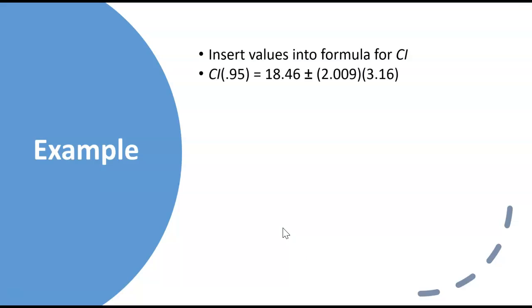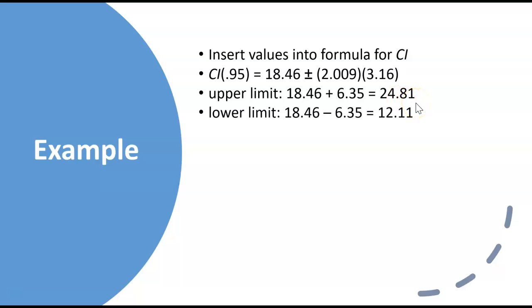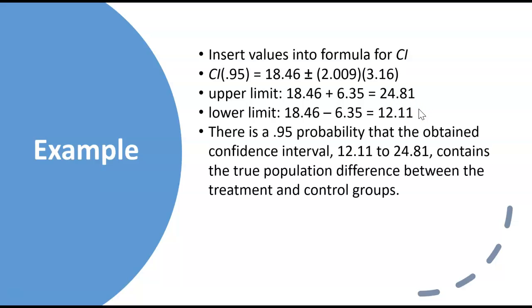So if you're following the example, the confidence interval that you're going to calculate will be, you'll be plugging in the values here. Your upper limit is going to be 24.81, and your lower limit is going to be 12.11. What you can say there is that there's a 95% probability that this range from 12.11 to 24.81 includes what you would obtain as a population value, the difference between the means.